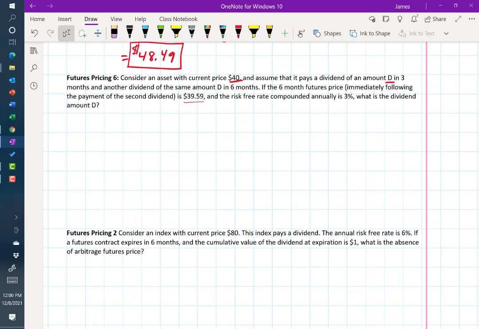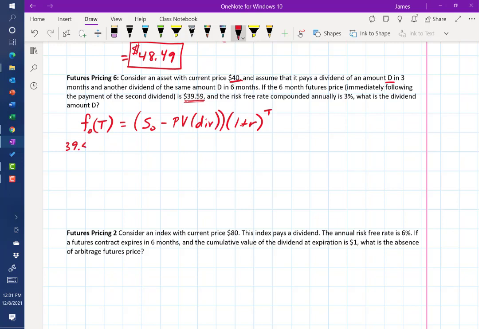So let's go back to the formula again. The formula is, I'm going to take S0 minus the present value of all those dividends, and then that gets compounded out, 1 plus r to the t. So that was our formula. So let's see what I know. I know this futures price, so I'm going to begin to plug things in here. 39.59. Okay, and that's equal to, what is the spot price? That's 40. Now here's what I don't know. I don't know the present value of the dividend amounts. So the dividend amount was called D, and there's one in 3 months and one in 6 months. So I have D over, this is the 3 month, I need to calculate the present value of that. The risk-free rate in this case was, what was it, 3%? So this is 1.03, and that's a quarter of a year.